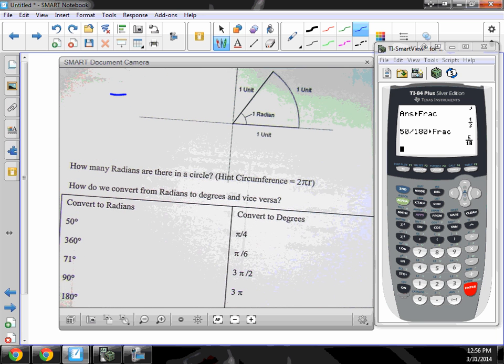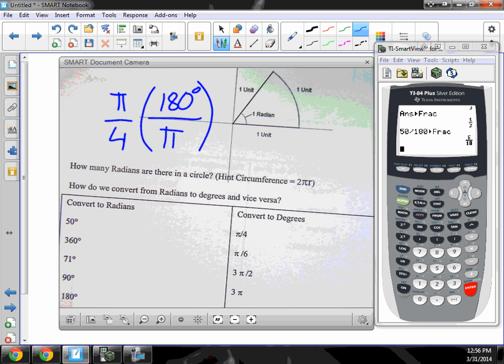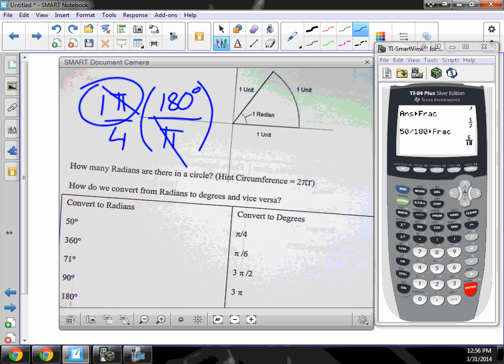If I'm looking at the angle pi over 4, what conversion factor am I going to use? Well, I want to get rid of pi, and I want to keep degrees. So degrees goes on top, and pi goes on bottom. And again, you could use any equivalent statement. The pi's cancel. So what's left here? A 1. So 1 times 180 divided by 4 times 1 is just 180 over 4, which is 45 degrees.